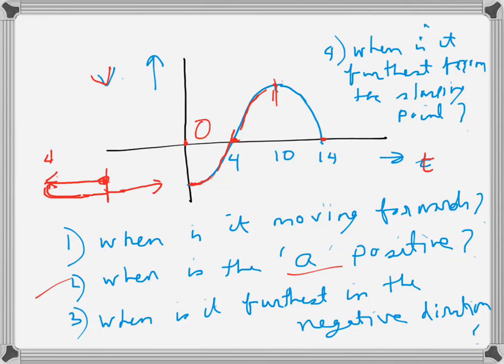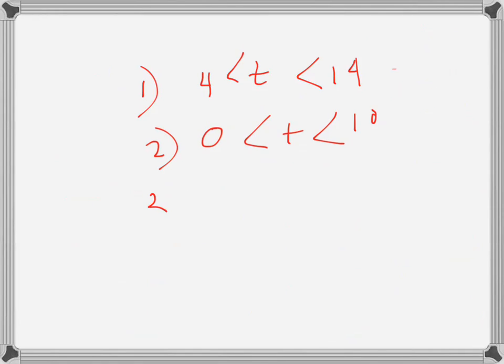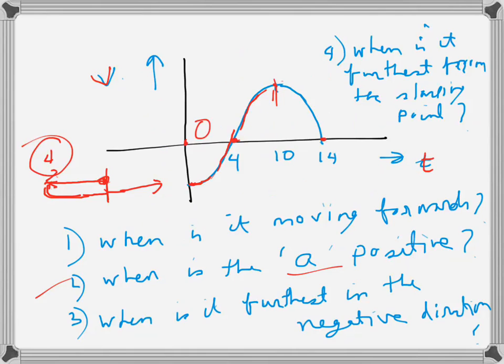So it is farthest in the negative direction at time t equals 4 seconds, because up to then it is going in the negative direction, and then the direction changes, so it goes in the positive direction, and the distance in the negative direction starts to decrease.